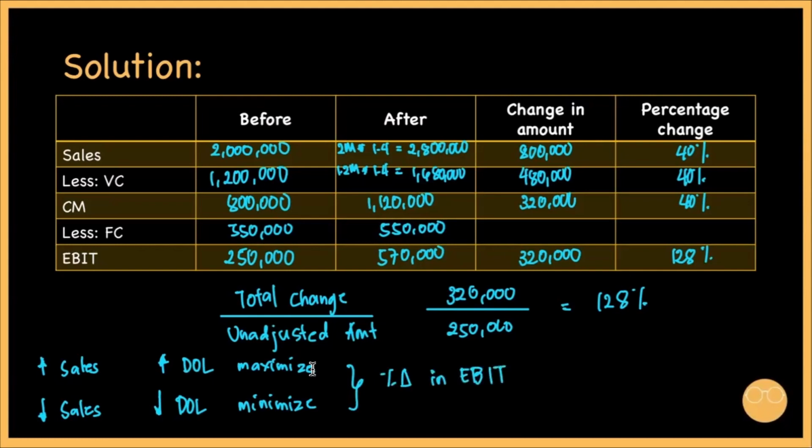Okay? So meaning to say, the degree of operating leverage has a direct relationship with the movement of sales. That's it for our lecture video today.